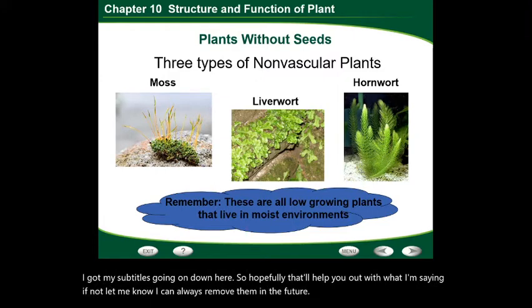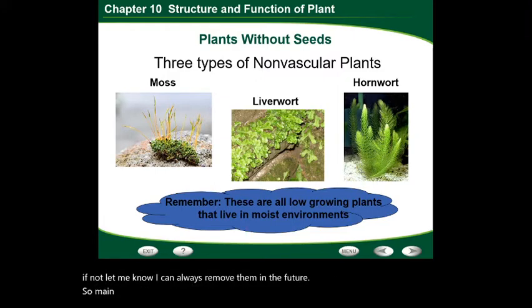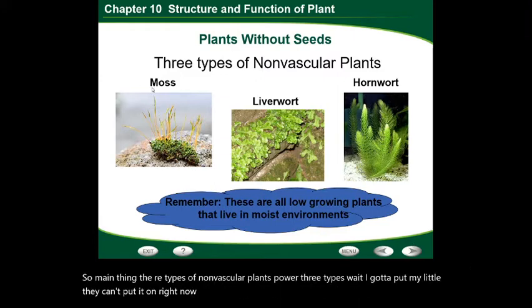So, main thing, three types of non-vascular plants. Our three types are going to be moss, liverwort, and hornwort, okay?